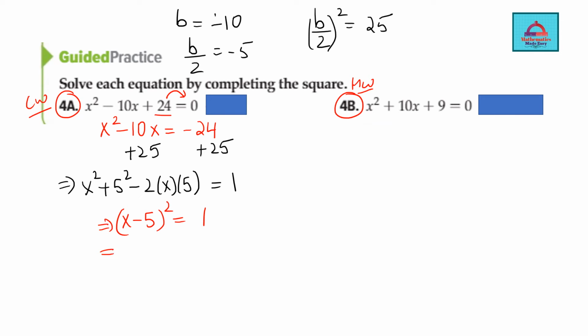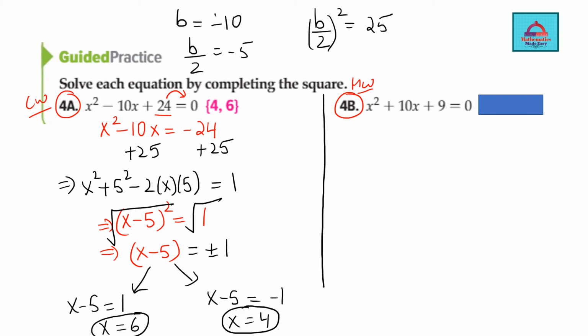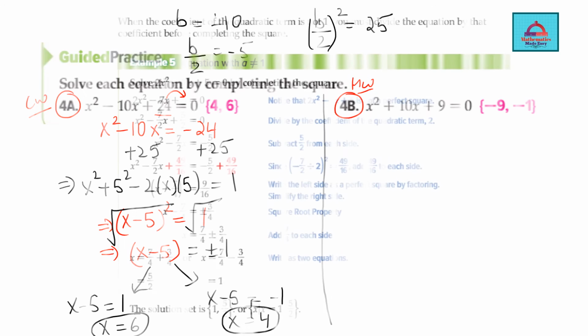So now I'm going to write this by taking the square root property. When you take the square root of both sides, here also, it will give you plus minus 1. So these are the two roots. We can break them as x minus 5 equal to plus 1 and x minus 5 equal to minus 1. So here x is 6, here x is 4. So the two roots are x equal to 6 and x equal to 4. You can check your answer. In a similar way, I want you to solve question 4b as your homework in your notebooks, and these are the solutions to check your answer.